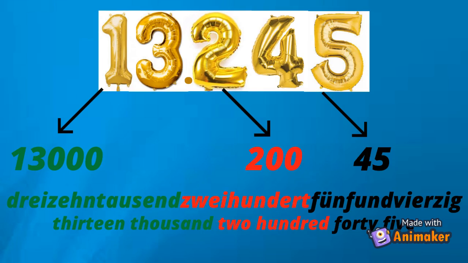Let's take a bigger number. 13.000 plus 200 plus 45. So we get dreizehntausendzweihundertfünfundvierzig. That means 13,245. Don't let these numbers scare you. If you look at what's written here, you will find this very simple to remember. You can use this technique with various numbers. Try doing this with some other numbers.